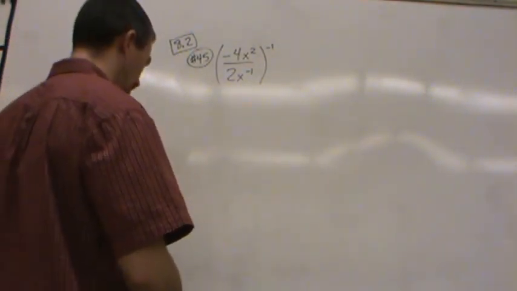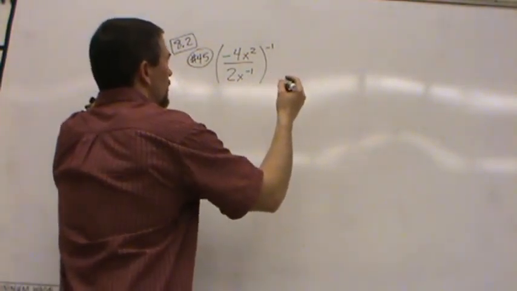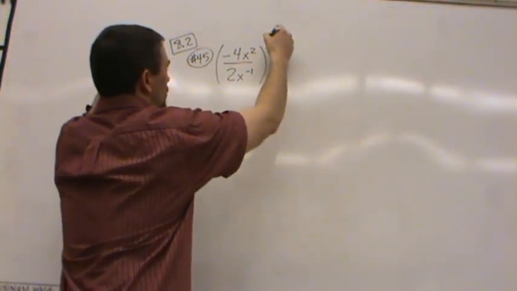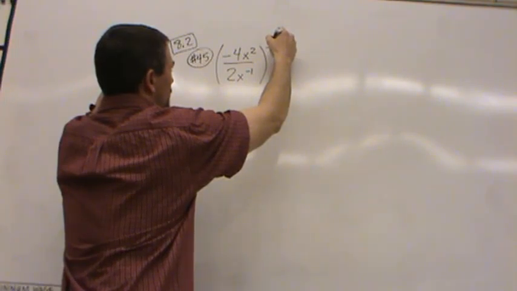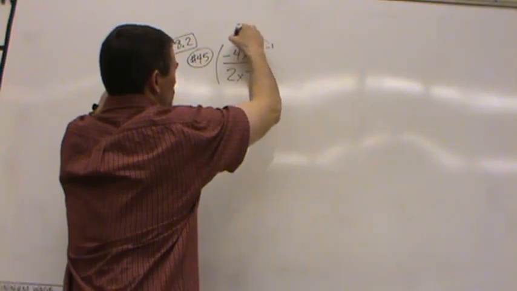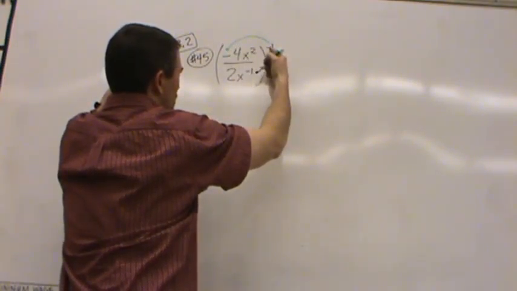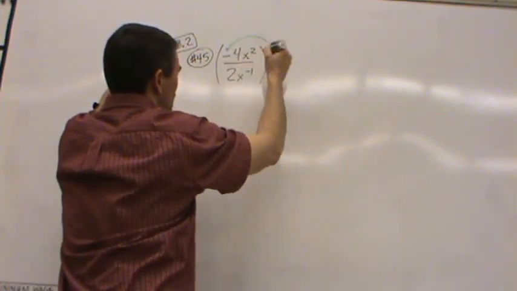Here's number 45. First of all, the power needs to be distributed. It needs to consider, it's an odd power, you don't have to think about the negative part, it's just odd, so that negative is going to stay there.